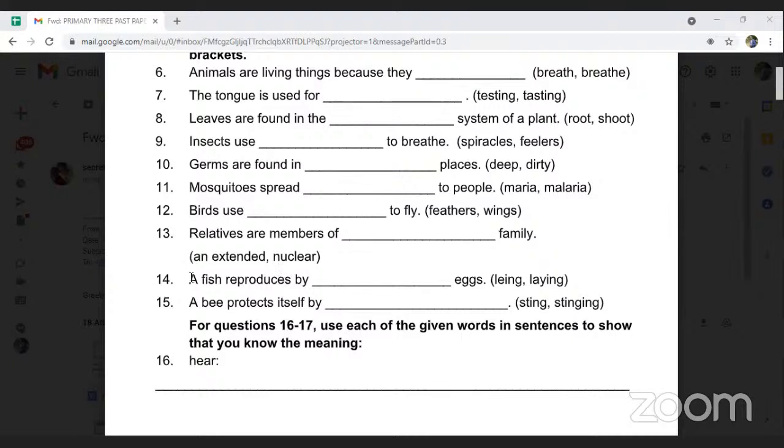Fish reproduces by dash eggs. Then read now the answer. A fish reproduces by laying eggs. Correct. Number 15, Asante.